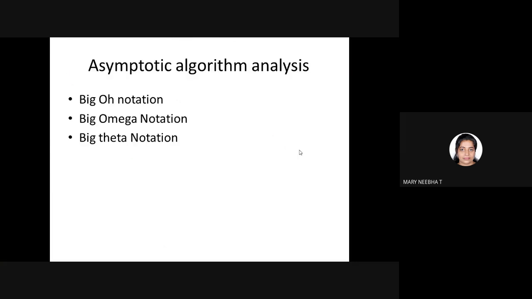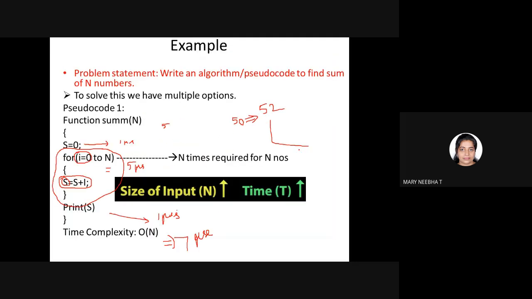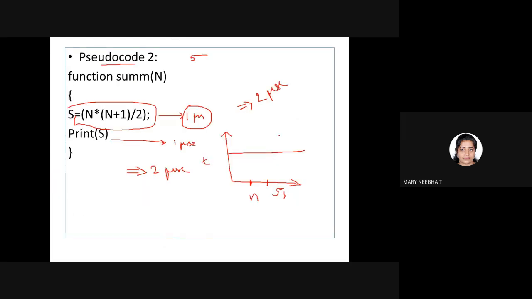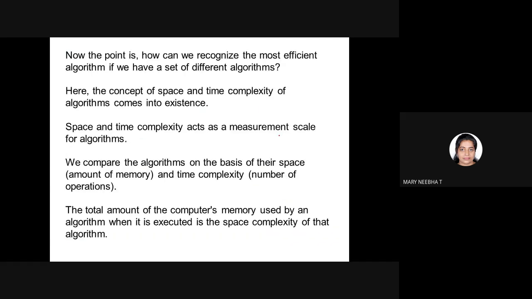If you take the number on the x-axis, and the time on the y-axis, then for five numbers it's taking 7, and for 50 numbers it's taking 52. Likewise it keeps going, increasing linearly. So the time is increasing with n numbers, but here the time remains constant. So the logic is clear, right? The second one is good, right?